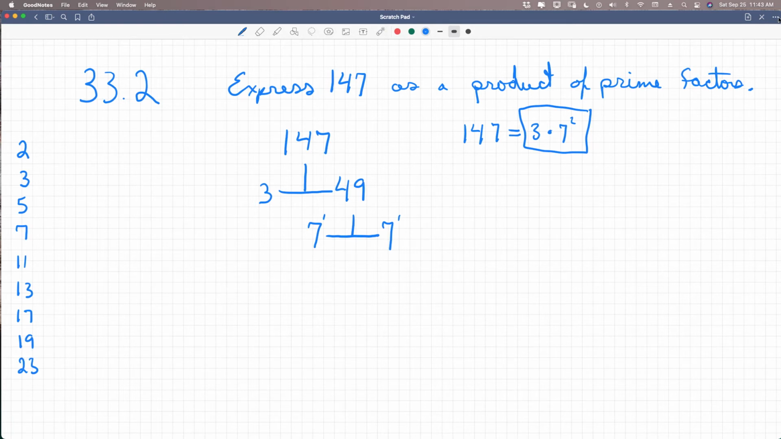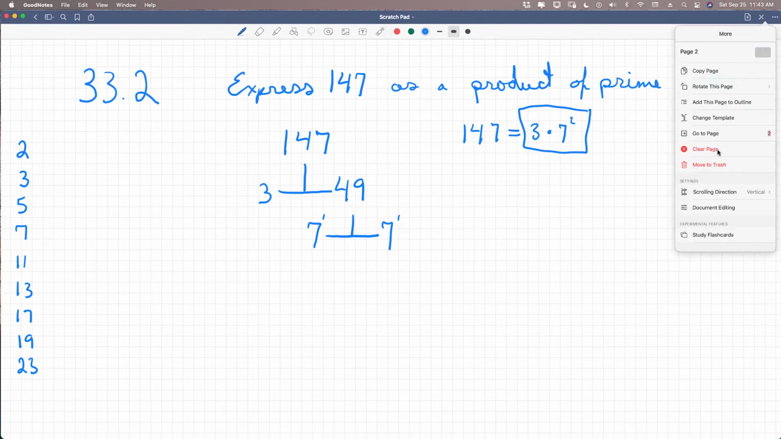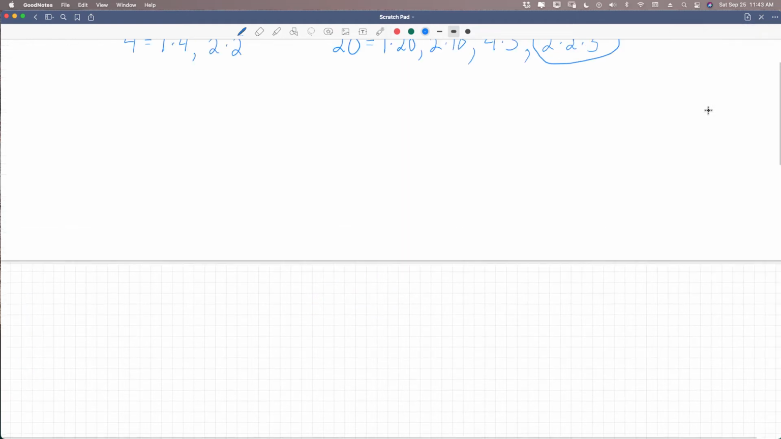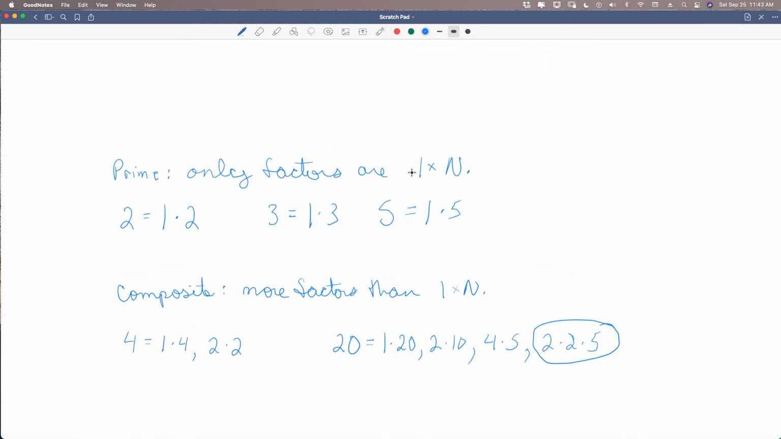All right, so let's clear this page. And we're going to go back up to our other page, which is the one I prefer. And remember these terms, prime and composite. Composite means it has more factors than just 1 times itself. Prime means that it only has factors of 1 times itself. That's going to help you a lot when you go to solve problems.